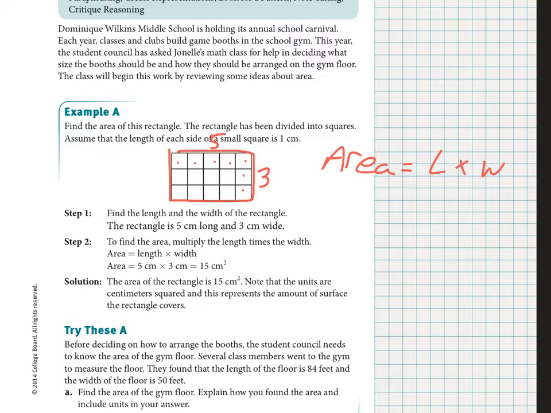Now just keep in mind, if these are each centimeters, if you do 5 centimeters times 3 centimeters, the answer is not just 15 centimeters, it's actually 15 centimeters squared, or squared centimeters. And if you count up the total number here, there's 3 rows of 5, or 5 rows of 3, depending on which way you're looking at it. Either way, you have 15 squares. So note that the units are centimeters squared, and this represents the amount of surface that this rectangle would cover, okay?